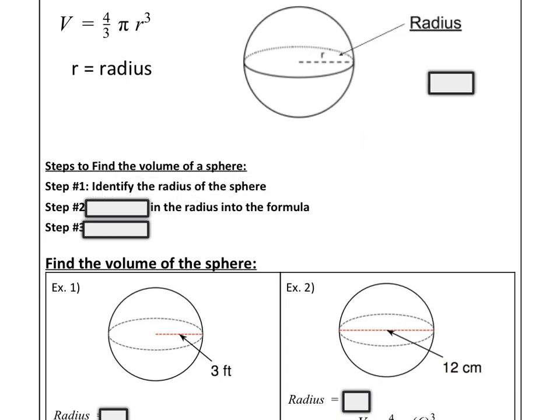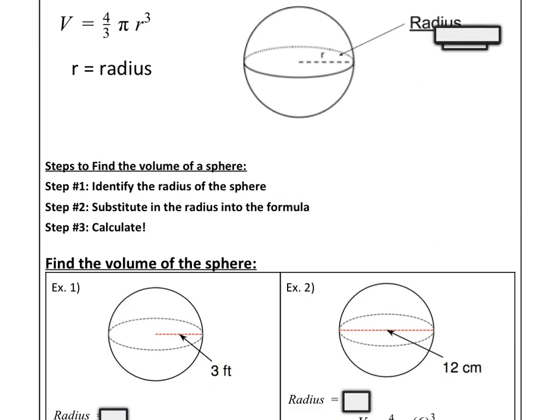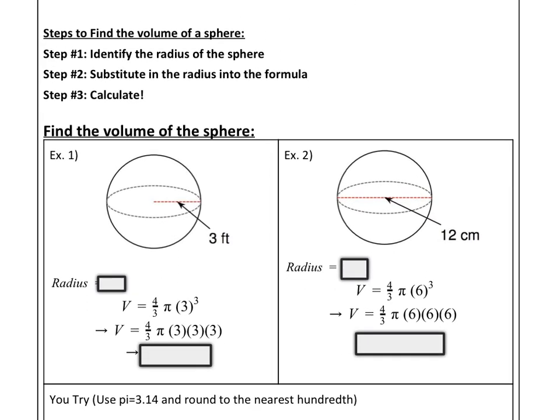Our steps to find the volume, hopefully these are familiar by now. First, identify the radius of the sphere. Second, substitute in the radius into the formula. And third, calculate. Let's do a couple examples.